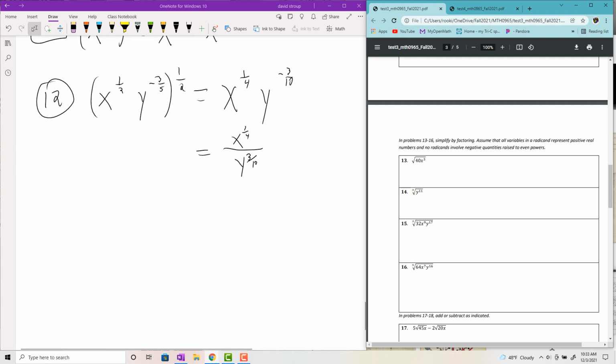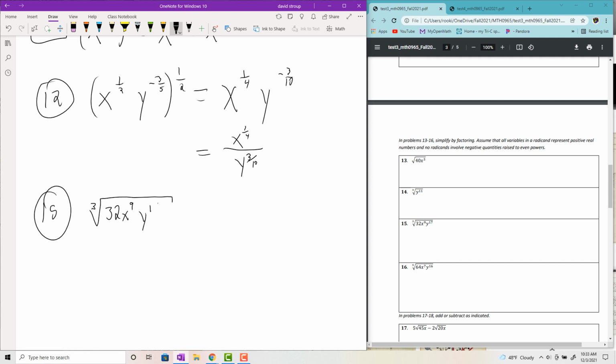I still remember. So let's look at problem number 15. Basically what you're doing is pulling out any perfect cubes and leaving everything else inside of the radical. So you want to factor in a way that you can see the perfect cubes. 32 is the same as 8 times 4, where 8 is 2 cubed, right? So I'm going to be able to factor that out of the cube root. And then x to the 9th is a perfect cube because 9 is divisible by 3. And so is y to the 15th. That's a perfect cube as well.